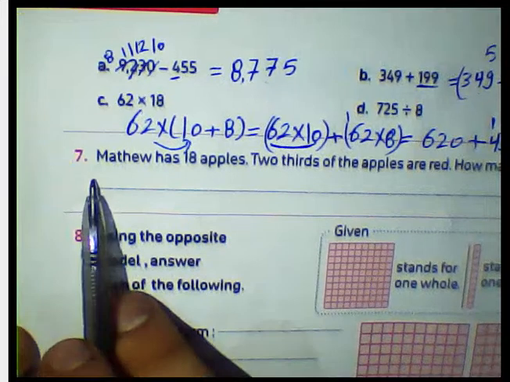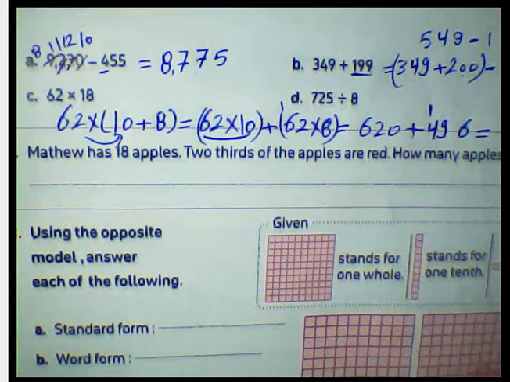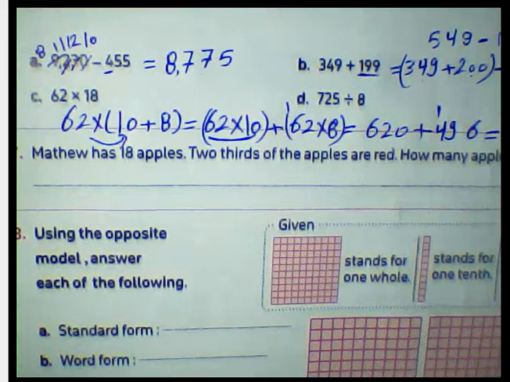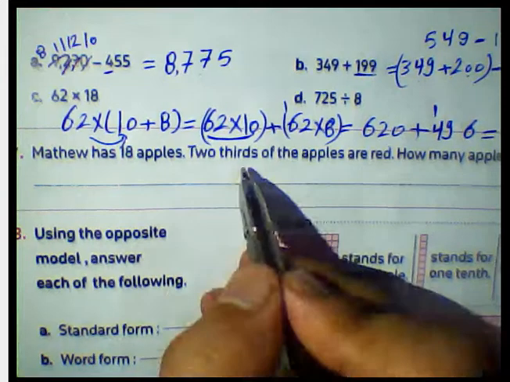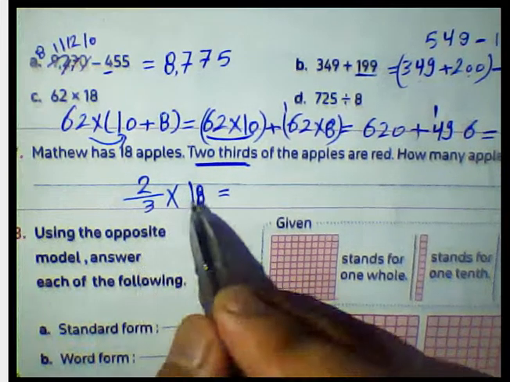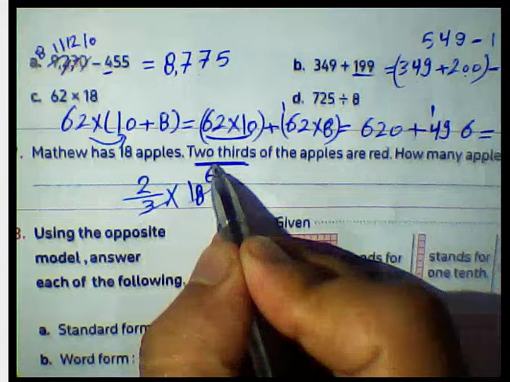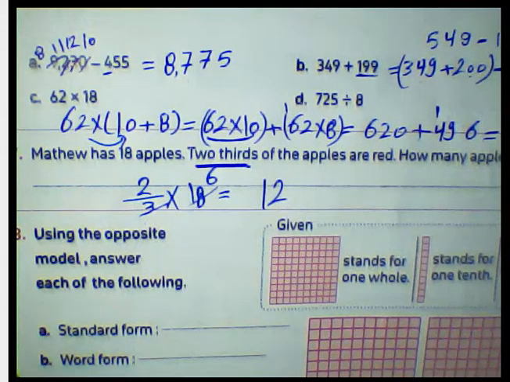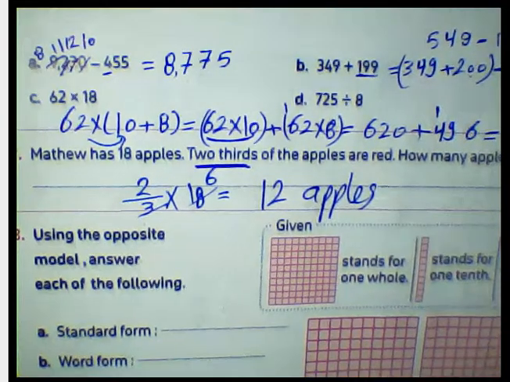Question number 7. Matthew has 18 apples. 2/3 of the apples are red. How many apples are red? Can you tell me how many apples are red? We can find the result by multiplication, 18 and a third. We want 2/3, 2 over 3 multiplied by 18. 18 divided by 3 equals 6 because 3 times 6 equals 18. 6 times 2 equals 12. The result will be 12 apples. Okay.